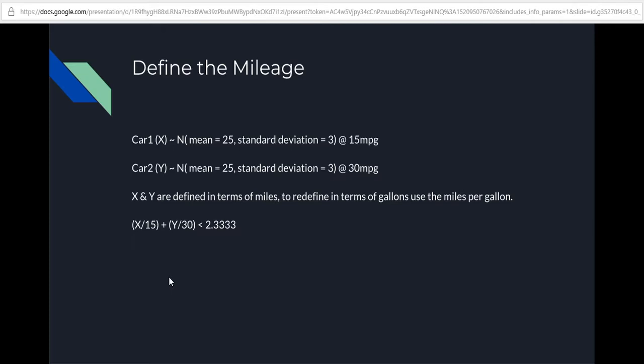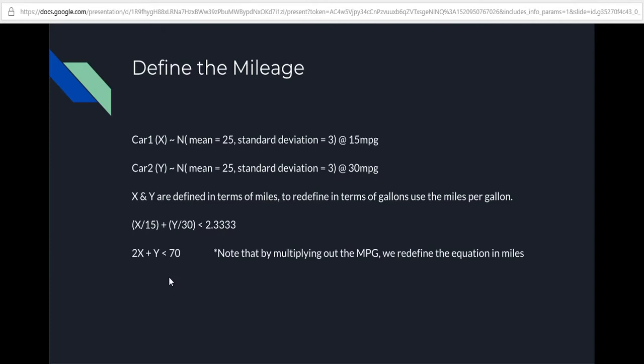So what we're going to do now, in order to turn this in terms of miles, is we're going to actually multiply through by our denominators. So our least common denominator here would be 30. So if we multiply the entire equation by 30, we get 2x plus y less than 70, and that would be our equation in terms of miles.